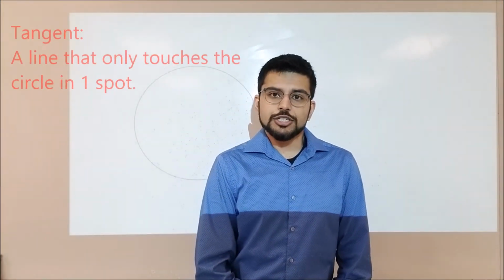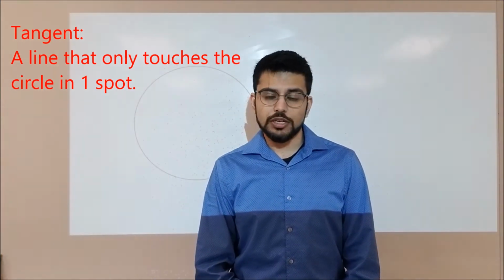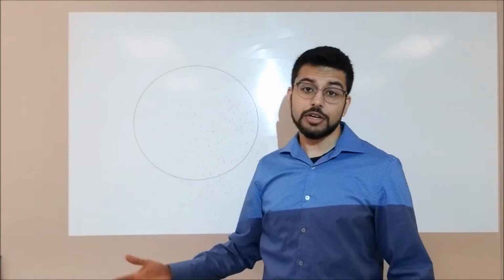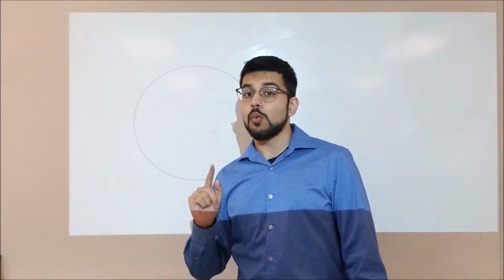So a tangent to a circle is a line that only touches the circle in one spot. It's basically a line that's going to move along somewhere. It could move anywhere, but it's just barely going to touch the outside of the circle once.